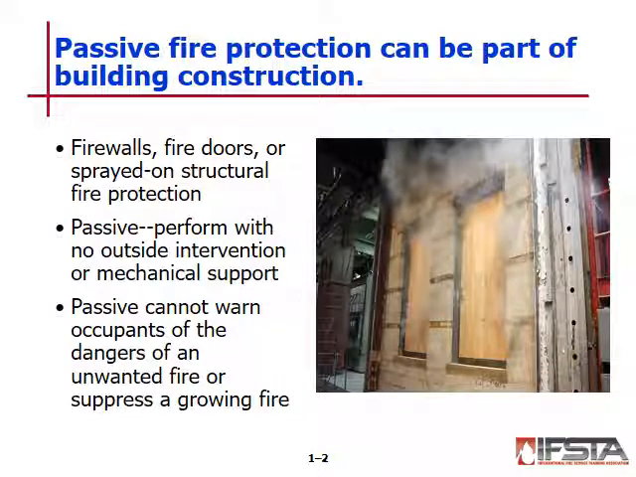Now, the first thing we're going to look at are the types of fire protection systems. There are two types we're going to focus on: first being passive and the second being active. When we're looking at passive fire protection, these can be a part of the building construction. This includes such things as your firewalls, fire doors, sprayed-on insulations, and things of that nature. It's important to note that these systems are passive in that they perform their function. This is key here. They perform their function with no outside intervention or mechanical support.